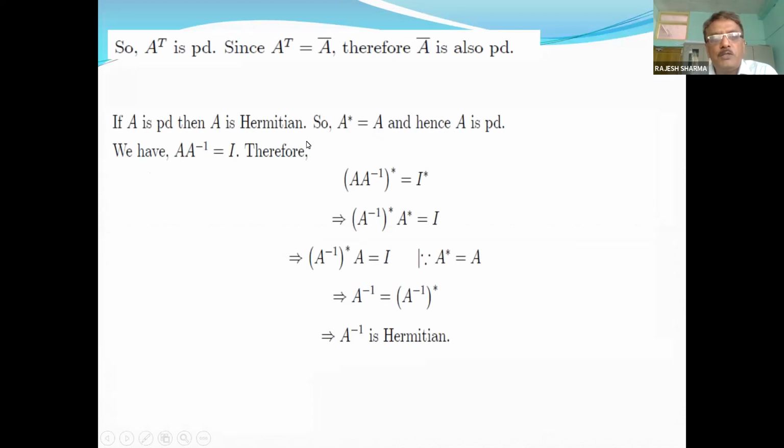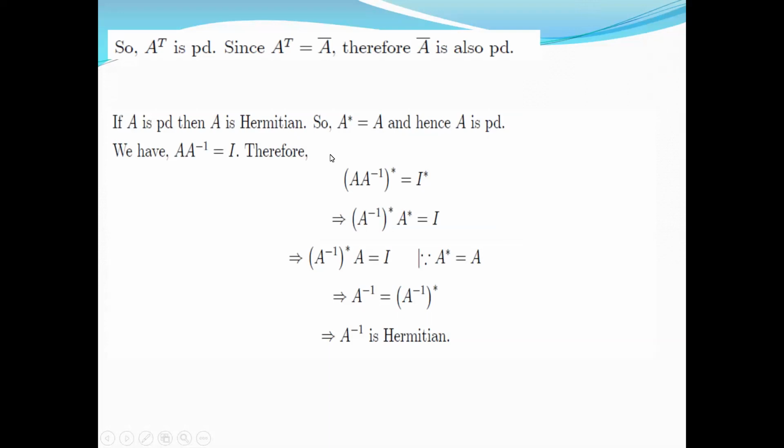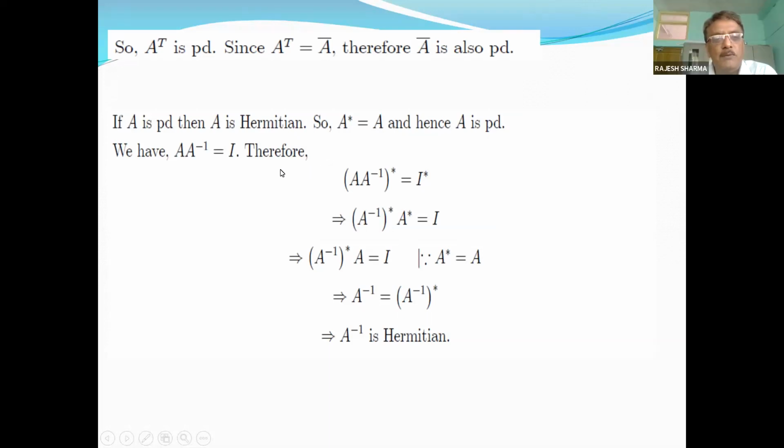Now if A is positive definite, it is also Hermitian. So A star is equal to A, hence A star is also positive definite. Now we show the inverse is also positive definite. If the inverse exists, we have this equation: A A inverse is equal to identity.